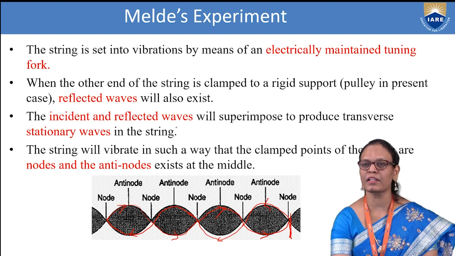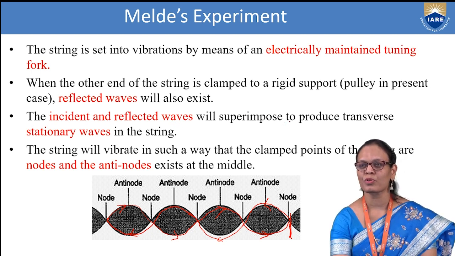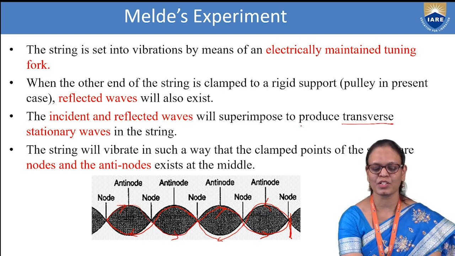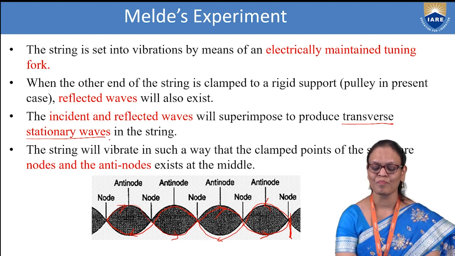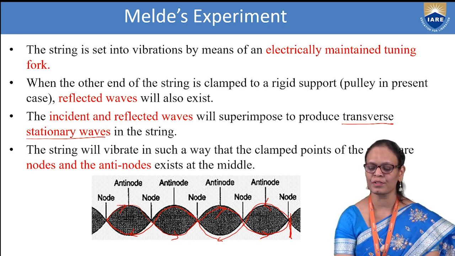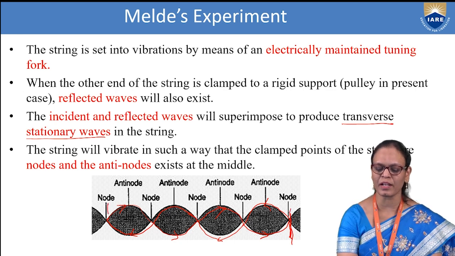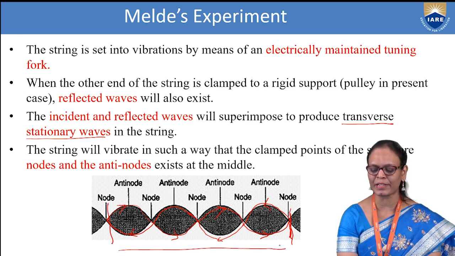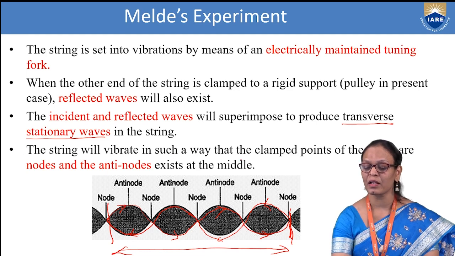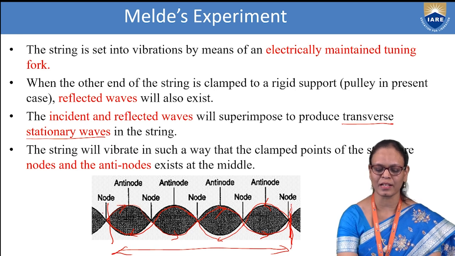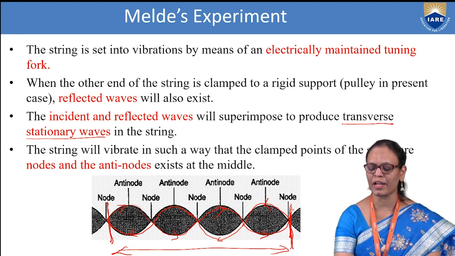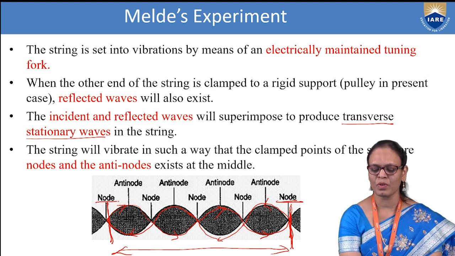Now the incident and the reflected waves will superimpose to produce transverse stationary waves. The word stationary waves is very important here because the waves are not propagating forward. They are limited to this region. So the energy is also limited to this particular region. So these are the standing waves. And the string will vibrate in such a way that at the clamped points we have the nodes. It is clamped here, and it is clamped here. So at the clamped end we have a node. Here also you have a node.